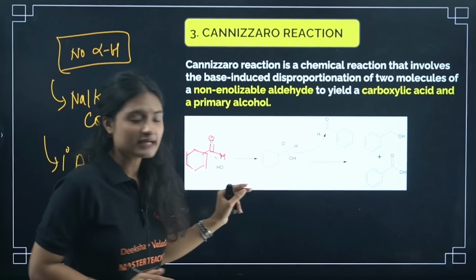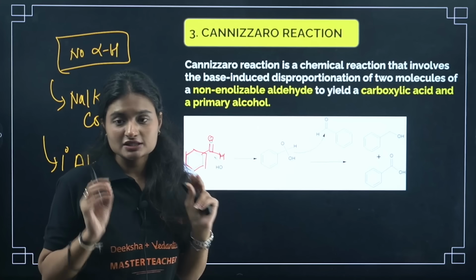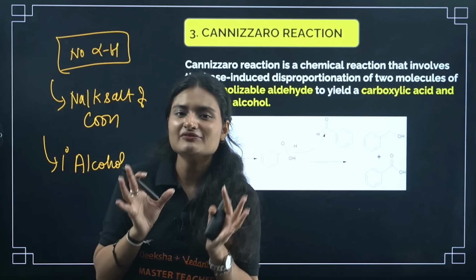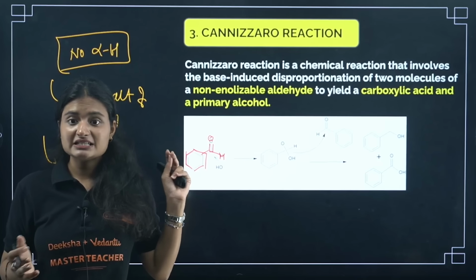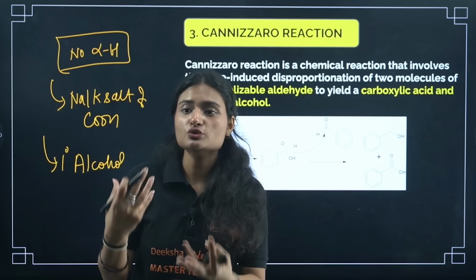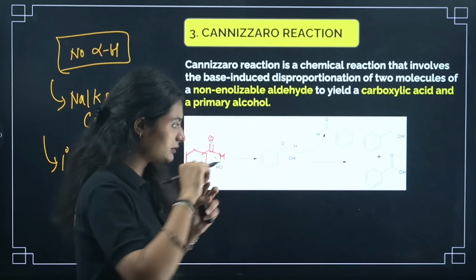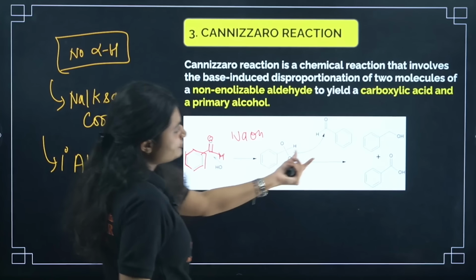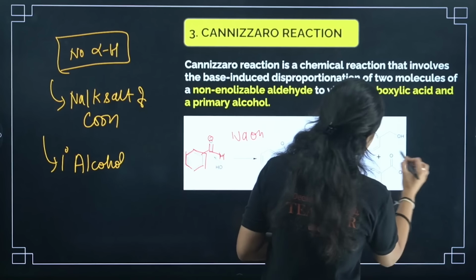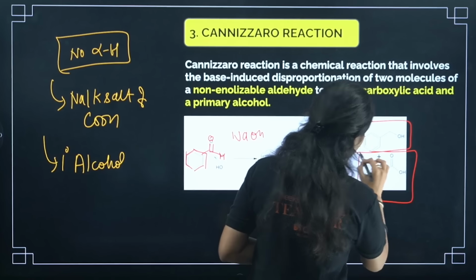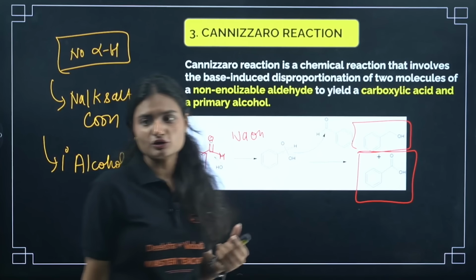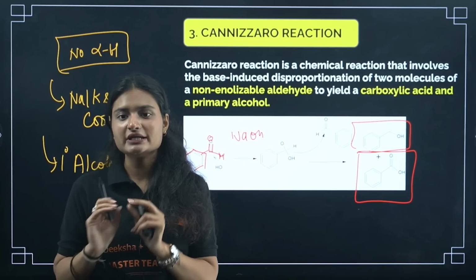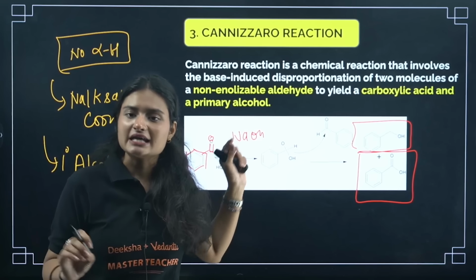Now when this benzaldehyde is treated with concentrated base, now see, in aldol condensation we use a dilute base because obviously there are alpha hydrogens there, so the reaction will happen. But since here there are no alpha hydrogens, for the reaction to happen you need a strong base. In presence of a strong base, NaOH or KOH, we get two compounds: a carboxylic acid and a primary alcohol. Okay, clear? Any aldehyde or any ketone that does not have an alpha hydrogen will give the Cannizzaro reaction.